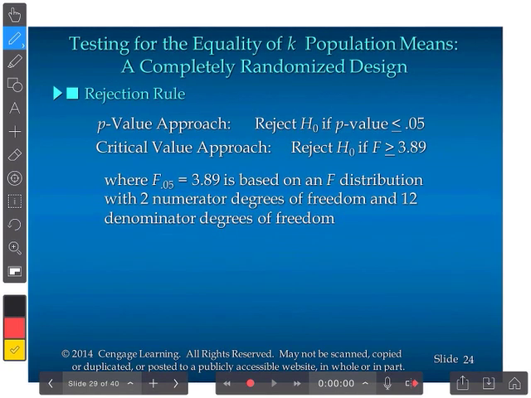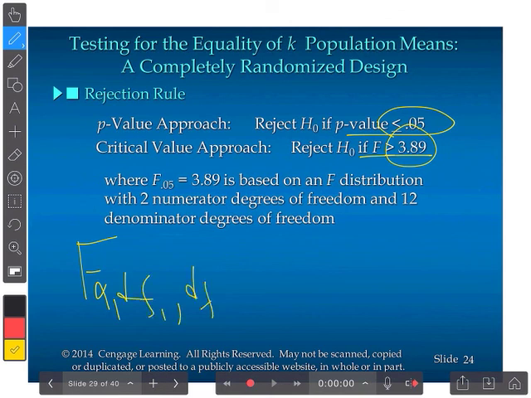So if we're going to do the p-value approach, then we will reject if the p-value is less than 5%, if we use 5%. Or with the critical value approach, we will basically need an F alpha, degrees of freedom 1, degrees of freedom 2. In our problem right here, it would be F 0.05 with k minus 1, which is 3 minus 1, which is 2. Right? And then n_T minus k, which was 15 minus 3, which is 12. So that is our critical value right there, F 0.05, 2, 12.